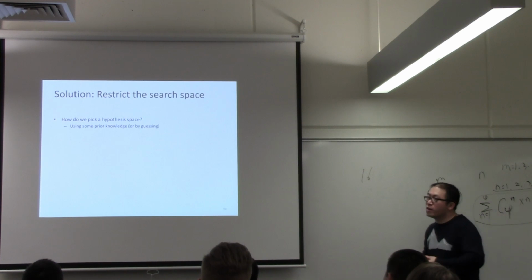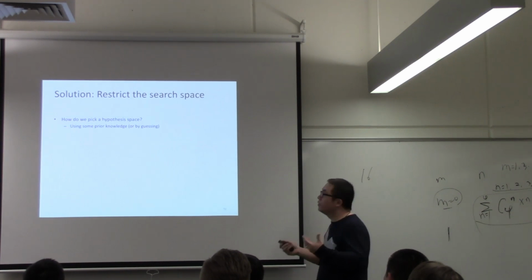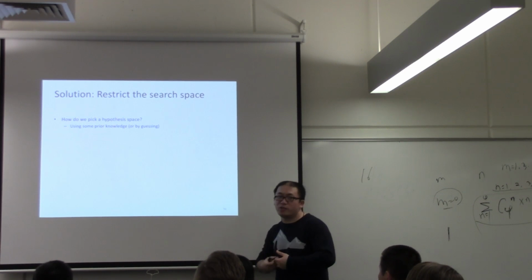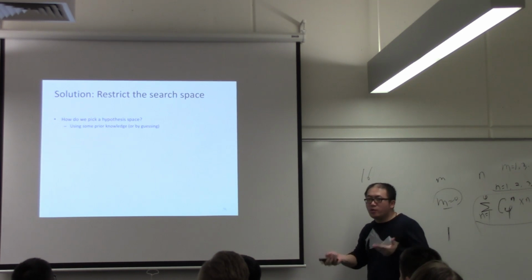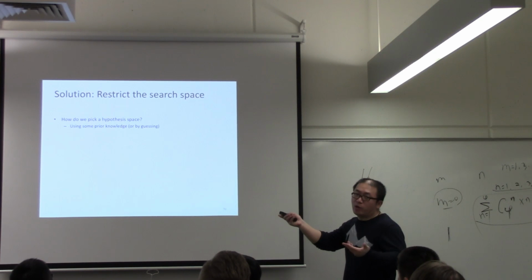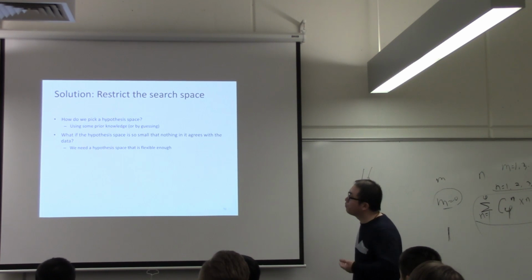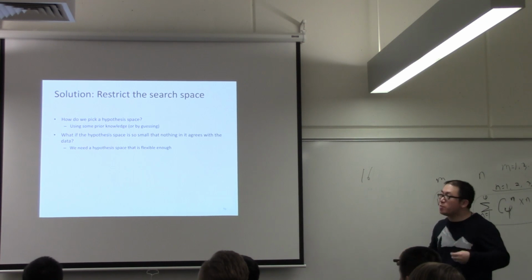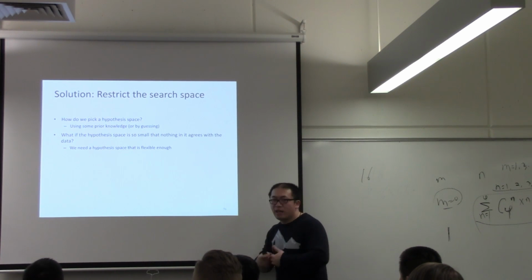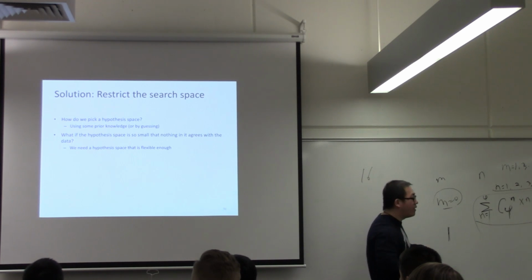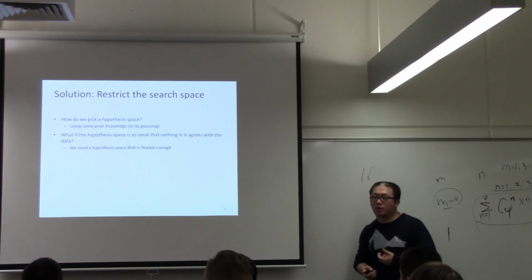And unfortunately, there is no unique answer to that. If you have some prior knowledge, you can do that, no problem. But if you do not, usually we can only guess. If the hypothesis space you choose is too small, so that nothing in this hypothesis space agrees with the training data, what should we do?